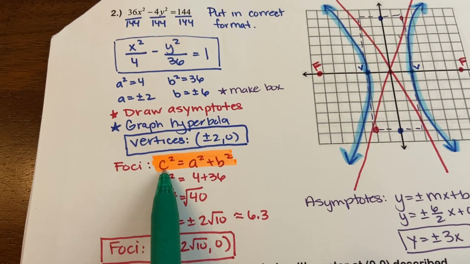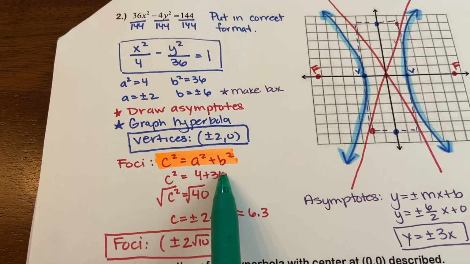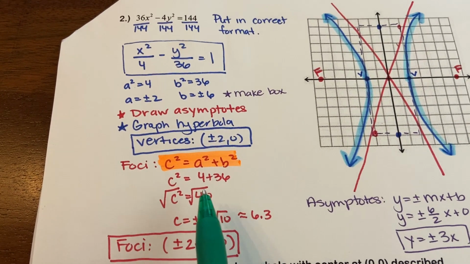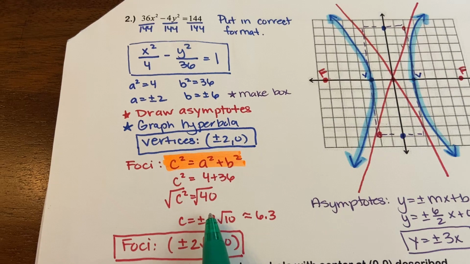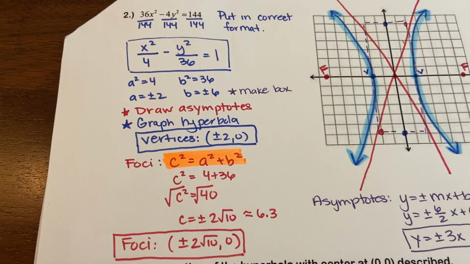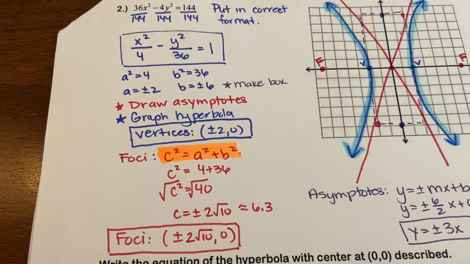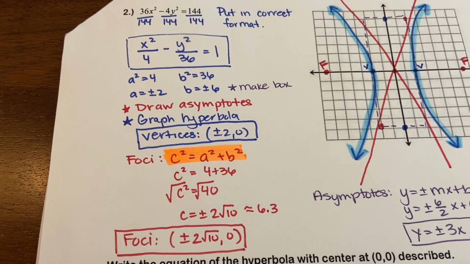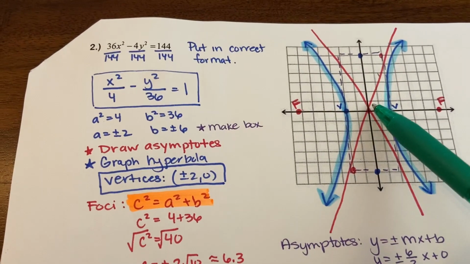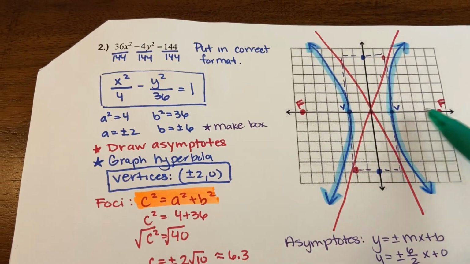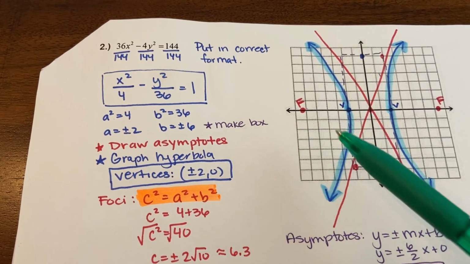For our hyperbola, c squared is equal to a squared plus b squared. And so when we plug in our 4 and 36, we get that c squared is equal to 40. Take the square root of both sides, and we get c is equal to 2 radical 10, which is about 6.3. So to graph, I'm going to go from the origin forward 6.3 and backwards 6.3.